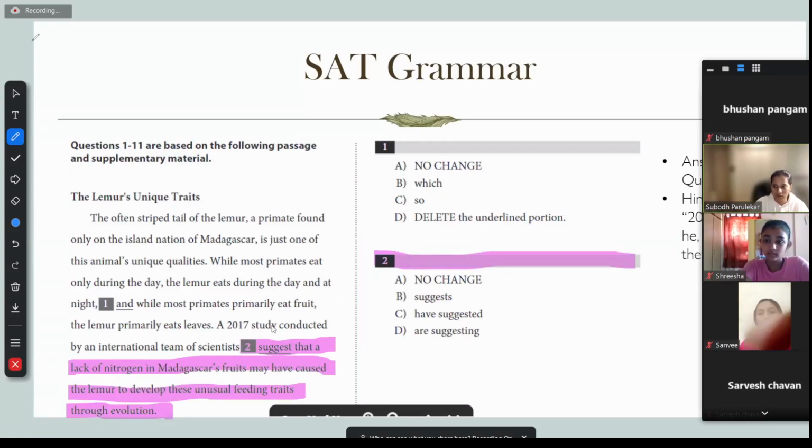It is not right. So "have" means you're talking about multiple things. Like multiple people is "they," and multiple people, including you, is "we." So you would say "we have suggested," "they have suggested." But here it says a 2017 study. And like we concluded, a 2017 study is an "it." So what made that answer choice correct is "it has suggested." Does that make sense? Okay, great.